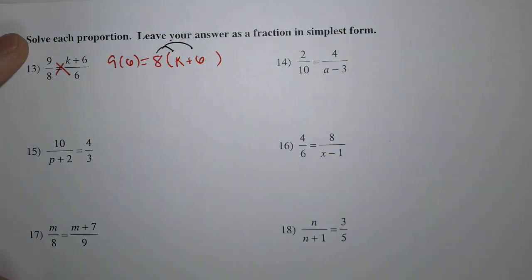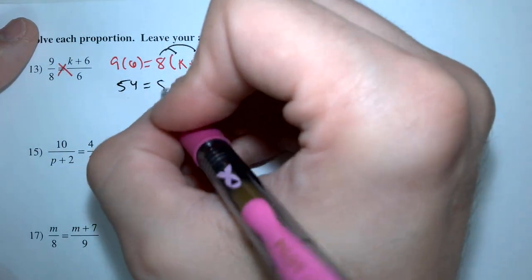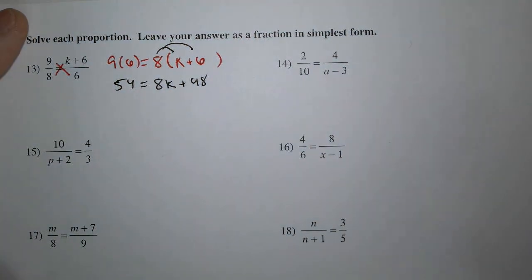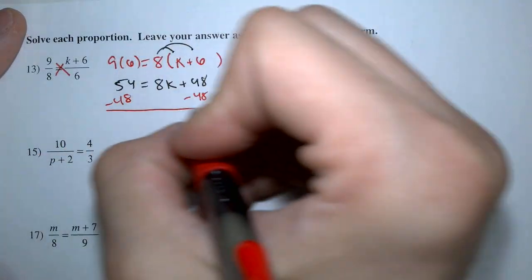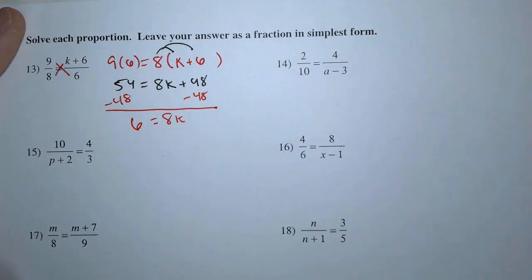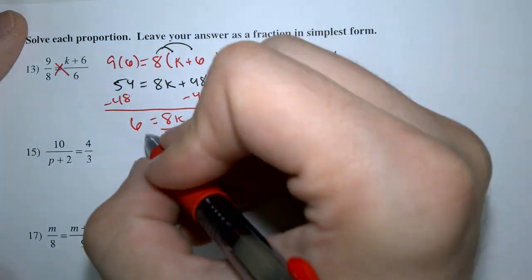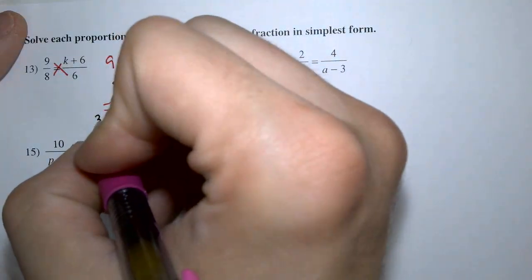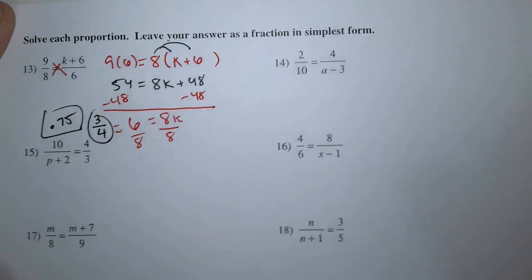And 9 times 6 is 54, would equal 8 times k. That's 8k. 8 times 6, that is 48. All right. Let's move everything away from the 8k. That means we have to subtract 48 in this particular situation. And we get 8k is equal to 54 minus 48, which is 6. We divide by 8, and both of those things divide by 2. 6 divided by 2 is 3. 8 divided by 2 is 4. So you get 3/4 or 0.75 as the final answer there.